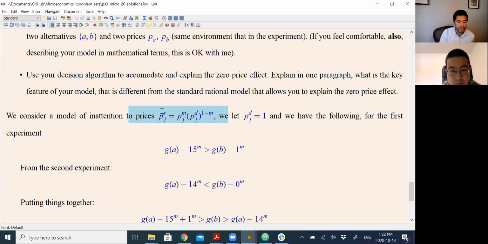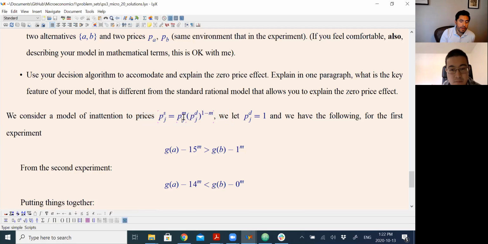So here you have the psychological price for j, being j the Truffle or the Hershey. And then you have the true price p_j to the power of m, the attention parameter, times p default to the power of 1 minus m. Here, I'm not assuming there is timing, because in the experiment we have treatment and control. The subjects that face the 0 price and the subjects that face the 1 cent price are different, so it's not a sequential exercise. There is no panel. So I'm just going to fix the default price to 1.